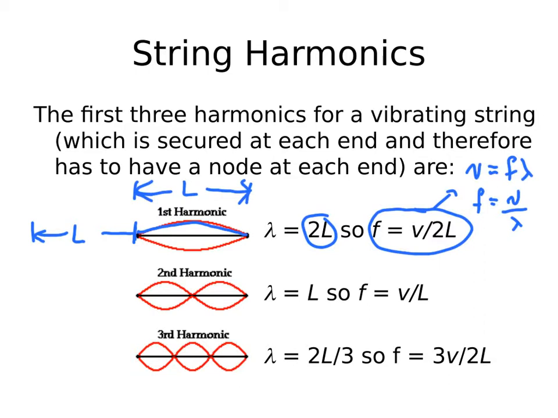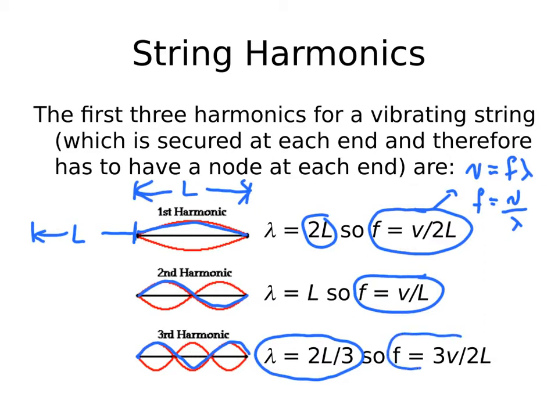Trying that for the second harmonic, we see one full wavelength here now, so wavelength is equal to L, which means that frequency is equal to speed of the wave over L. For the third harmonic, we have 1.5 wavelengths, or 3 lambda over 2. So when we rearrange that, we get lambda is equal to 2L over 3. So the frequency must be equal to 3V over 2L, like so.